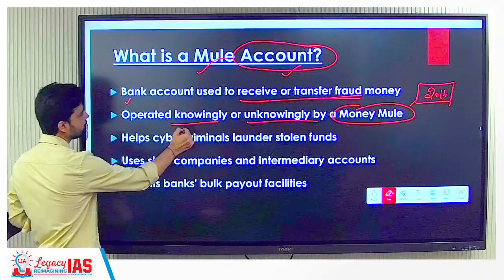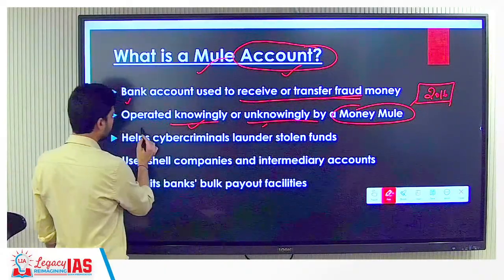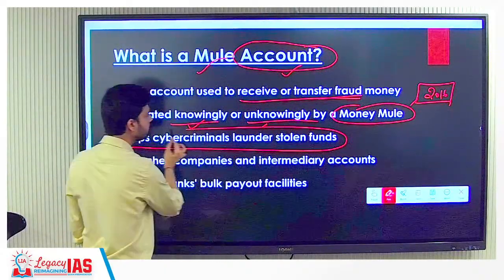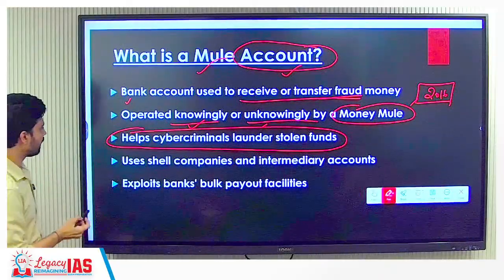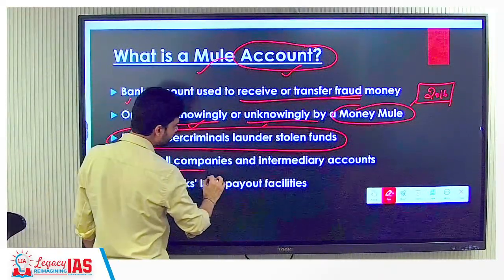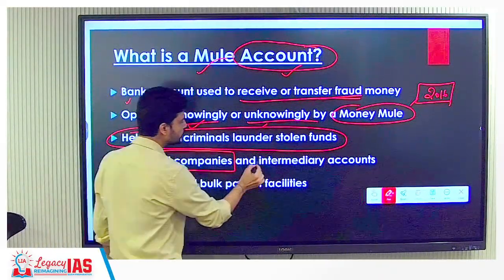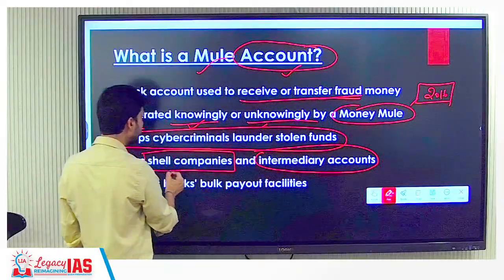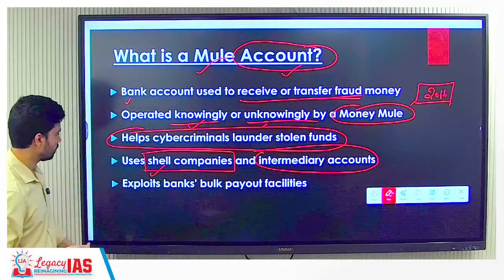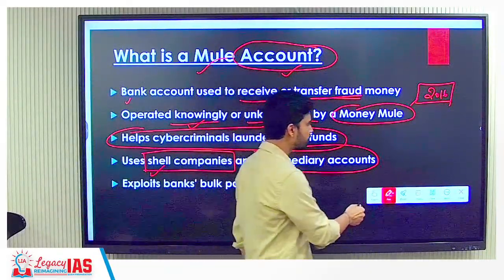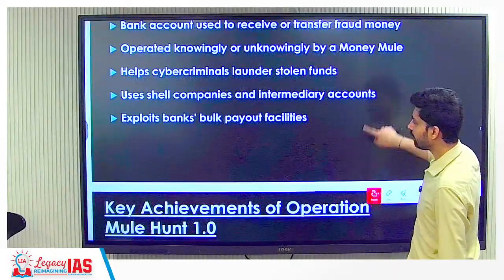So that is why, either knowingly or unknowingly, it helps in which kind of thing? Money laundering, okay, and stolen funds that we have. Many times the big culprits involved in large scale circulation of black money are using intermediary accounts and shell companies for such transactions. So the bulk payout facilities that you have in the bank are basically taken advantage of here.